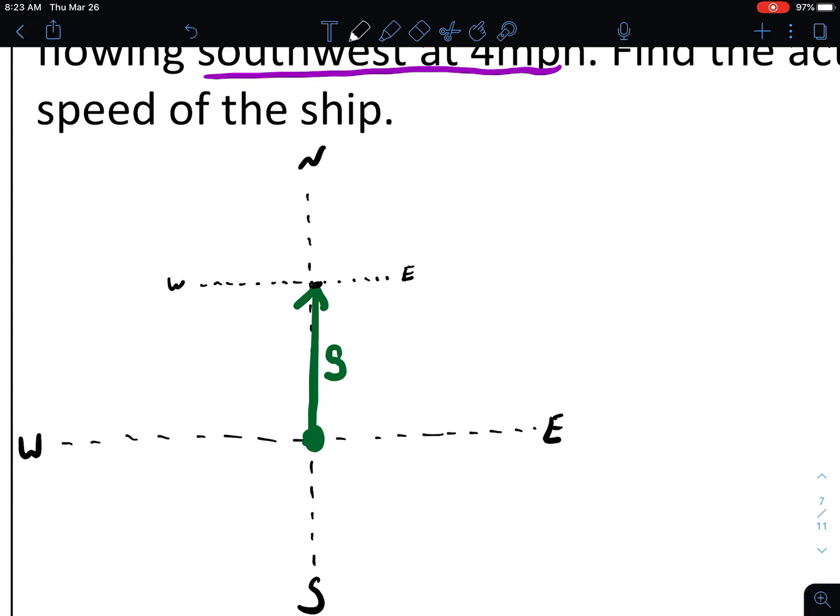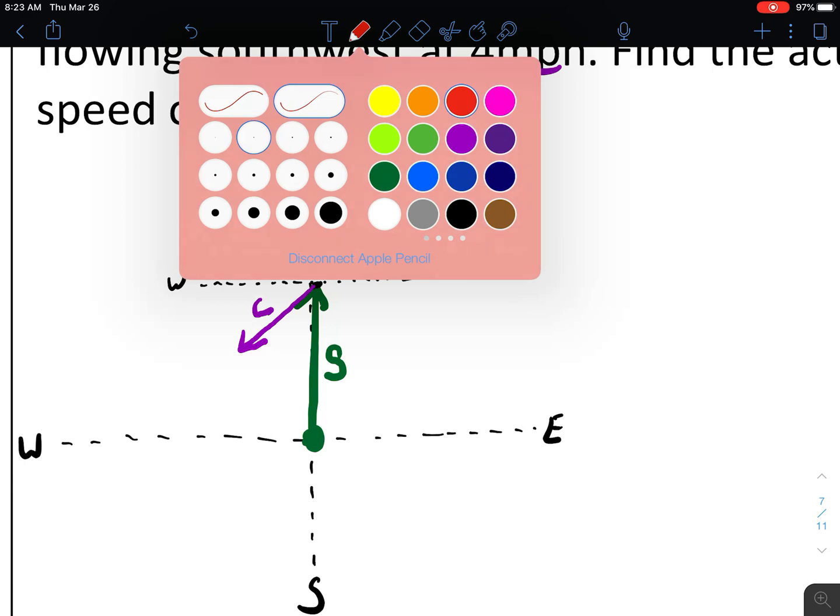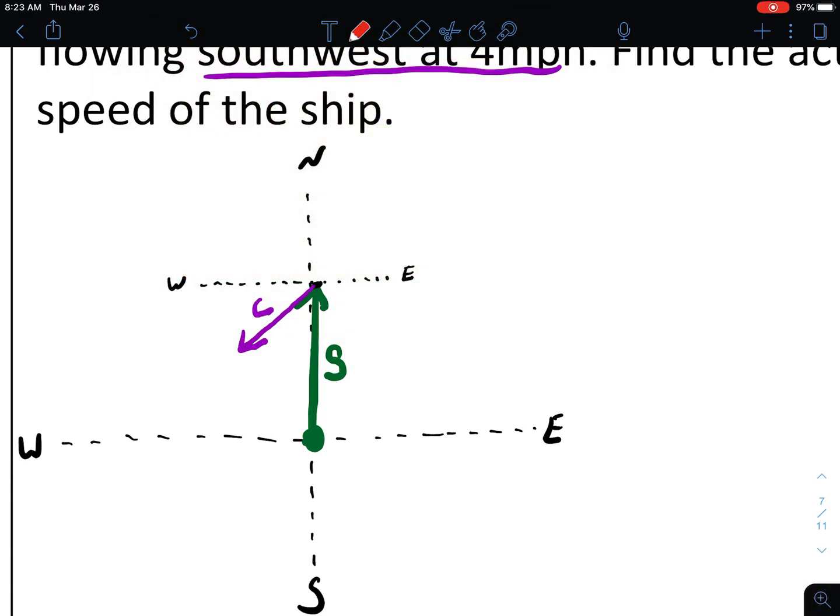Now, I can draw another set of east-west lines to kind of help me with my placement here. And so it's going southwest, so that's exactly halfway between the west and where the south line would be. So my current is going perfectly this direction. So here's my current. Now, the resultant vector is going to go from where my ship started to the end point of the current. So my resultant vector goes from start to finish right here. So there's my resultant vector.